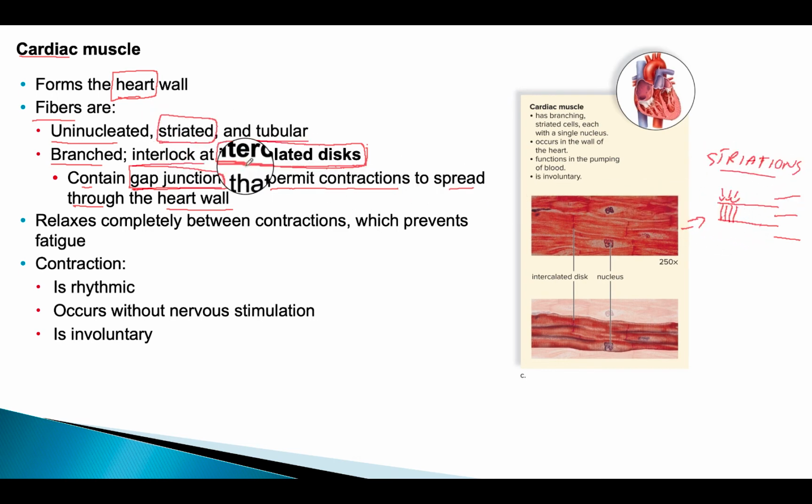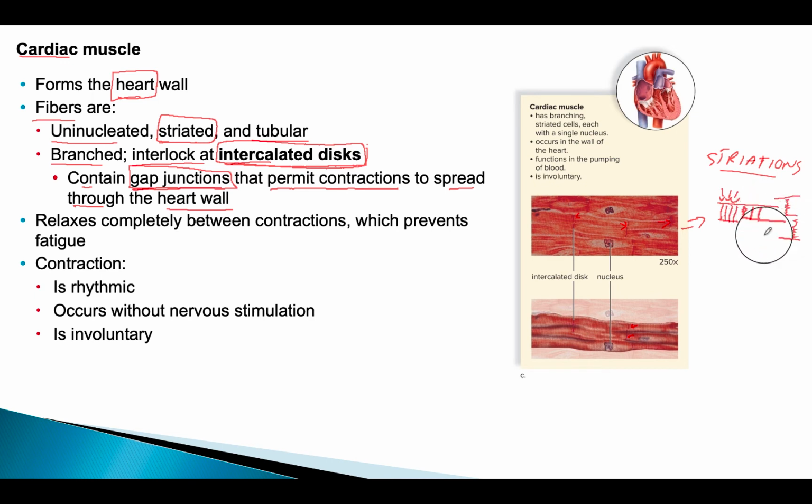Another feature that is unique would be the intercalated disc. We could see it right over here. This is your intercalated disc right there, another intercalated disc right there, and so on and so forth. So these are your intercalated discs. I'll just put it something like this here. So this would be an intercalated disc right there, another one right over there. They are in between the dark light striations.